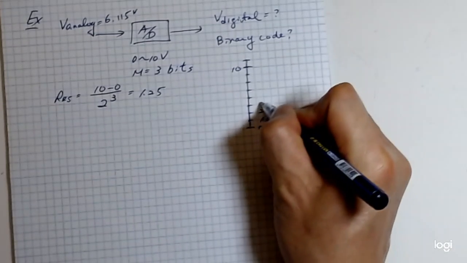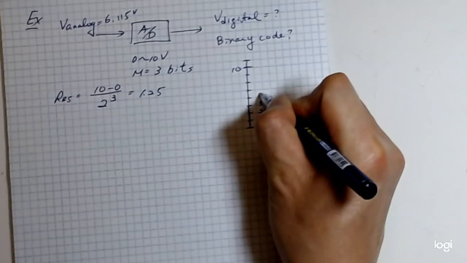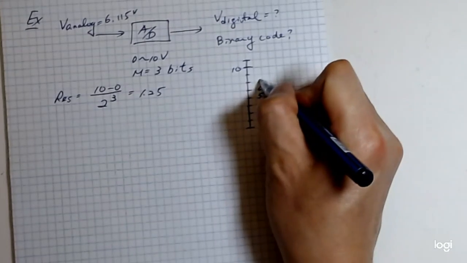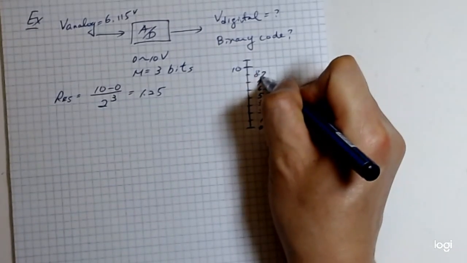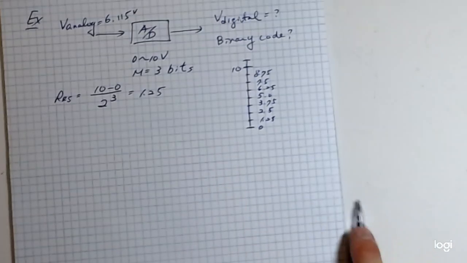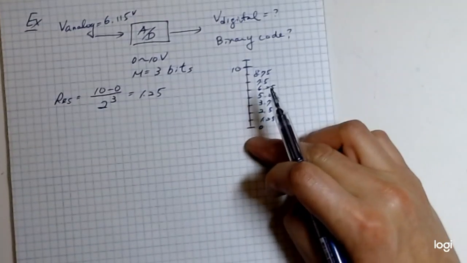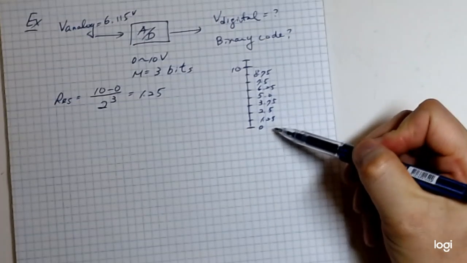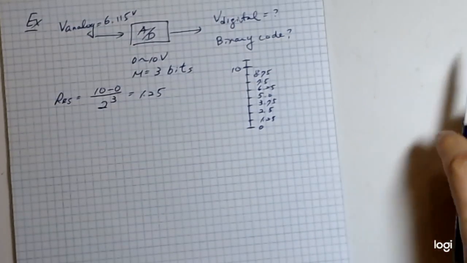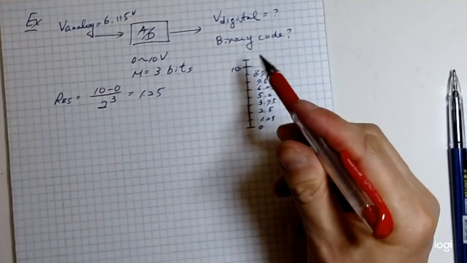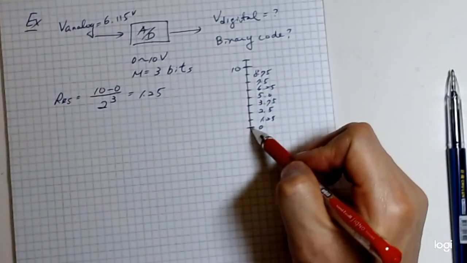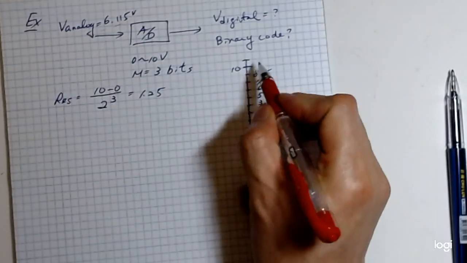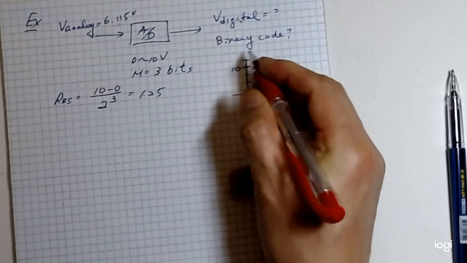2.5, 3.75, and 5.0, 6.25, 7.5, 8.75. So the digital voltage will be only on these numbers, one of these numbers. However, analog voltage can be any number. Okay, so in this case, it's 6.115. 6.115 is right here.